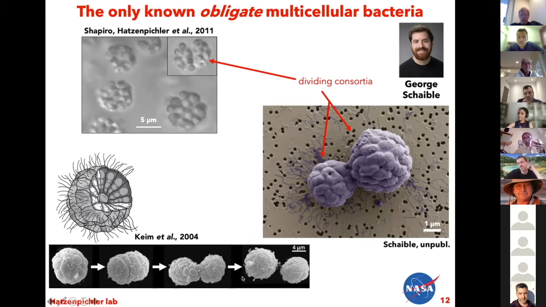And so the way these organisms divide is that they don't have a single cell stage, but these consortia of cells that are arranged in these spherical shapes basically just simply grow in volume and then just split in half, basically, without having a single cell stage. So these are the only known example of obligate multicellularity.